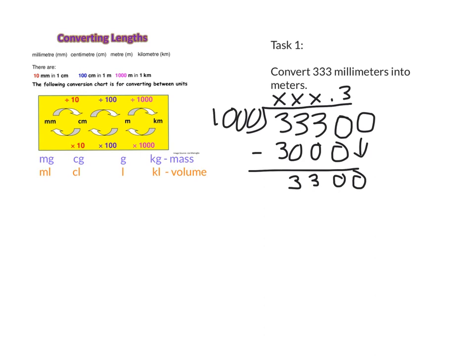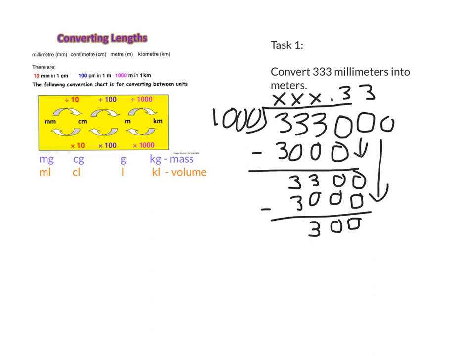Now I'm going to look into how many times can 1,000 go into 3,300. So again, it can go into it 3 times. So 3 times 1,000 equals 3,000. Again, I'm going to subtract that. So 0, 0, 3 subtract 0 is 3, and 3 subtract 3 is 0. So again, I am left with 300, and I don't want a remainder. So I'm going to add another 0.